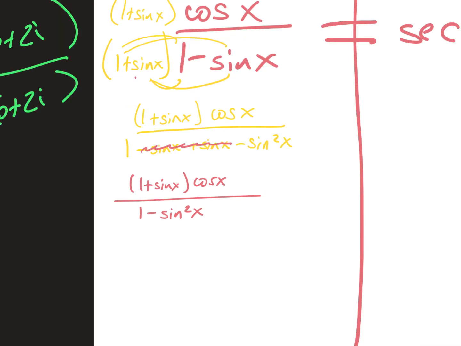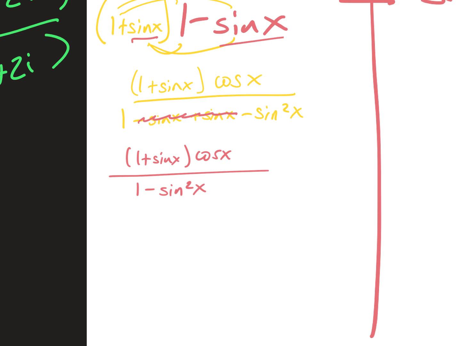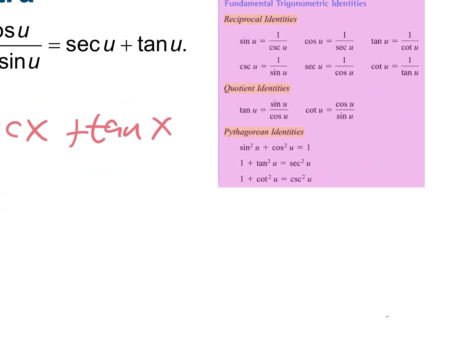When you FOIL this out, positive sign and negative sign, what's a positive times a negative? It's a negative. Now, let's think about it for a second. I can't do anything with the top. It's still going to just be this 1 plus right now because nothing else is going to simplify. But on the bottom, I have a sine squared and I have a 1. Is there a Pythagorean identity that has a sine squared and a 1 with it?